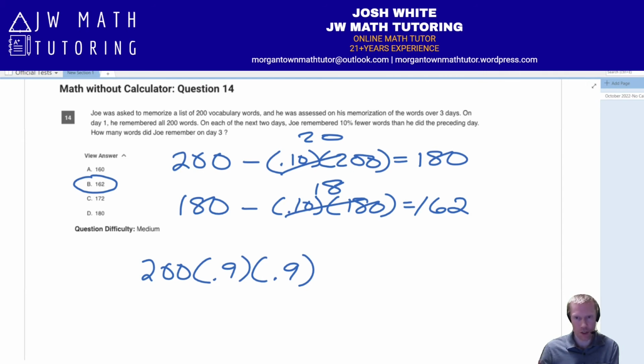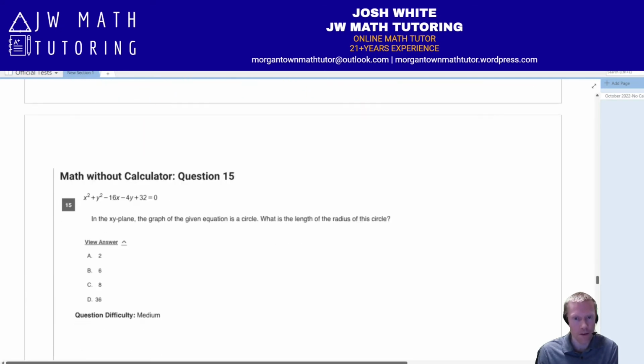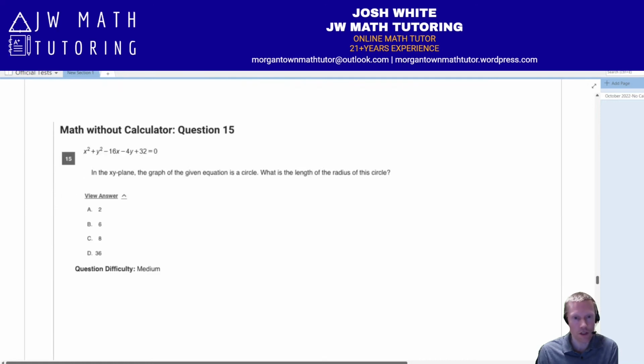Okay, in other words, going down by 10% means you're technically maintaining 90%. And if you multiply all these numbers out, you'll get the same 162. So two different ways to think about it, but you should get the same answer regardless of how you solve it. Next up is question number 15.